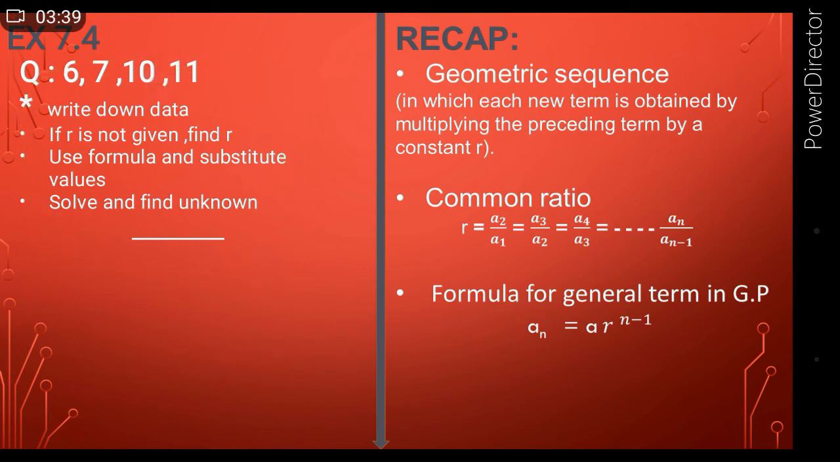So now recap. Geometric sequence. What is a geometric sequence? In which each term is obtained by multiplying the preceding term by a common ratio r. What is common ratio r? This is the formula for finding common ratio r. And in the last, we learned the formula for the general term in GP. And what is GP? GP means geometric progression.